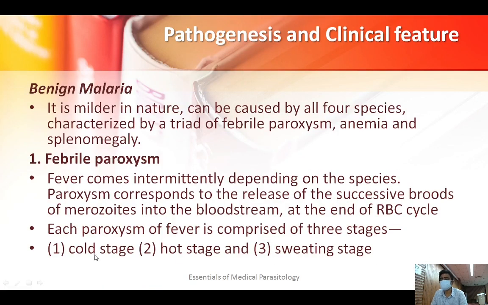So basically you have three stages. Paroxysm of fever is comprised of three stages: the cold stage, hot stage and sweating stage. The cold stage is the first stage. In this, the patient suddenly becomes very cold. There is a lot of lassitude, and a slight headache will be there. And this will be followed by the rise in temperature.